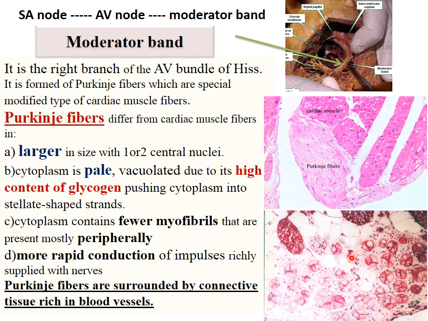Purkinje fibers have more rapid conduction of impulses and are richly supplied by nerves. Purkinje fibers are surrounded by connective tissue rich in blood vessels.